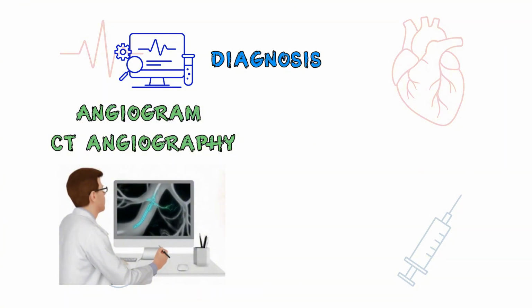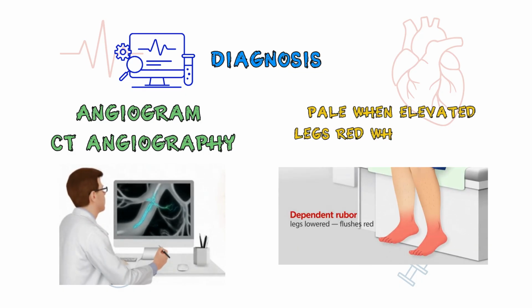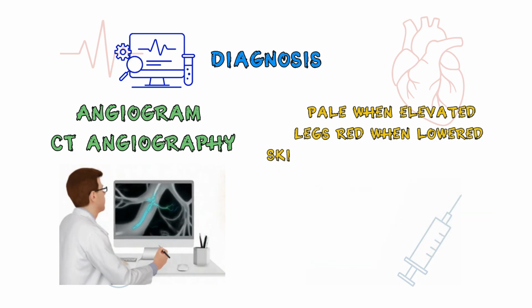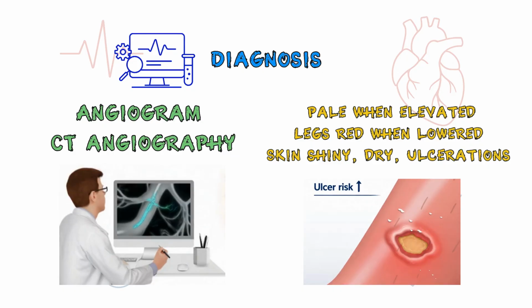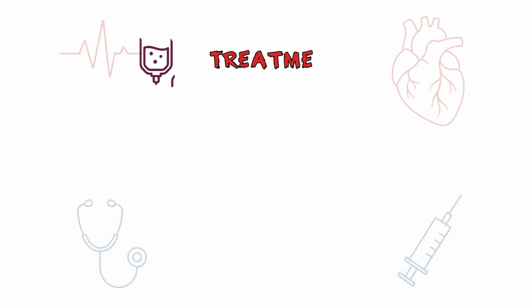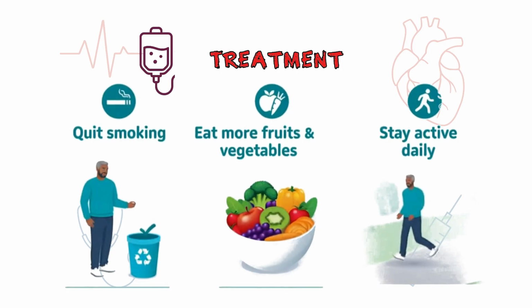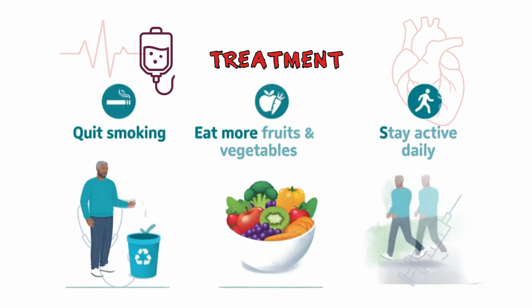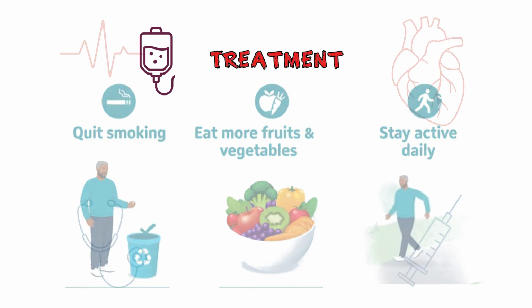Additional symptoms of PAD: the leg becomes pale when elevated and turns red when lowered, which is called dependent rubor. The skin becomes shiny, dry and prone to ulcers. Let's talk about treatment. First step, lifestyle modification. Patients should quit smoking, eat fruit and vegetables and exercise regularly. Smoking is especially damaging because it accelerates arterial narrowing.